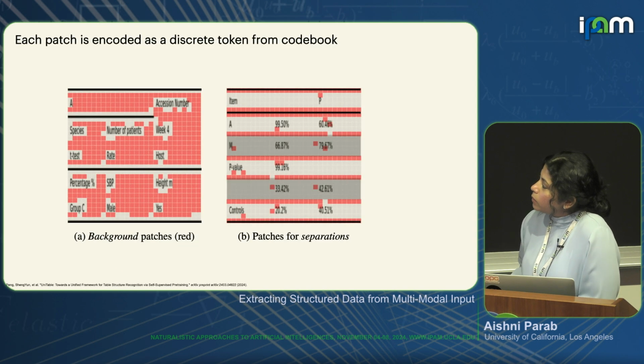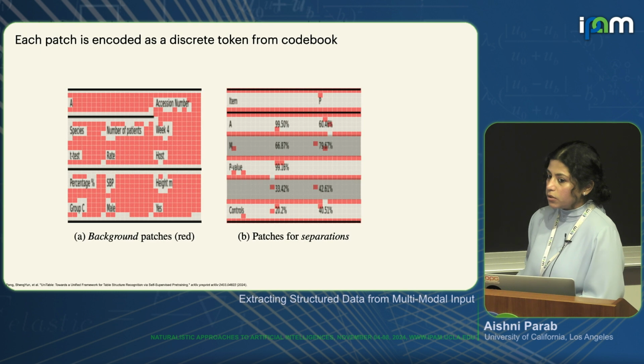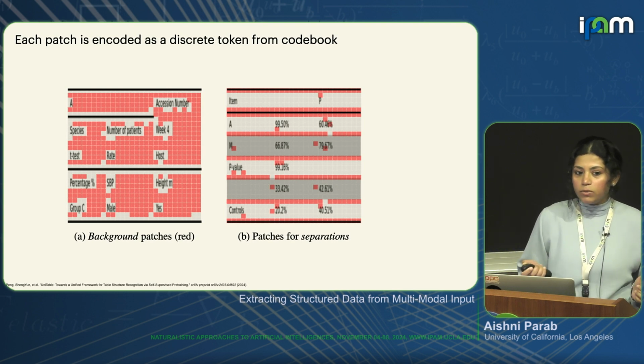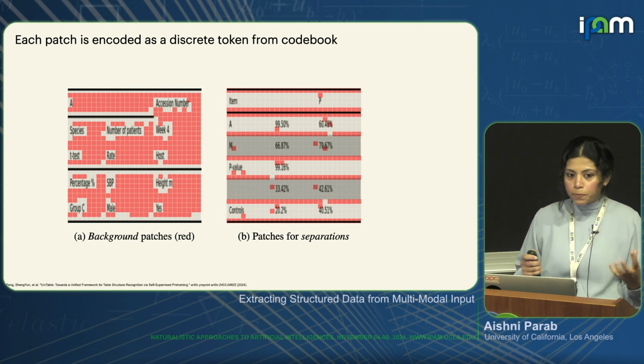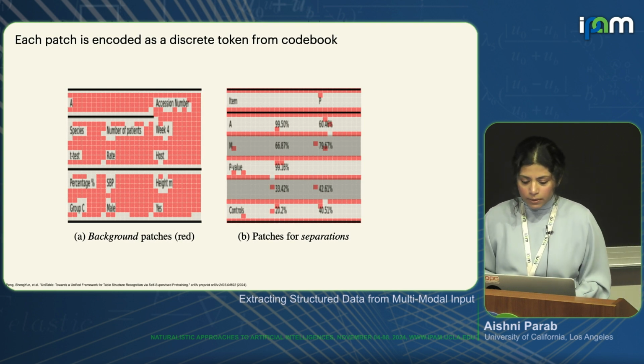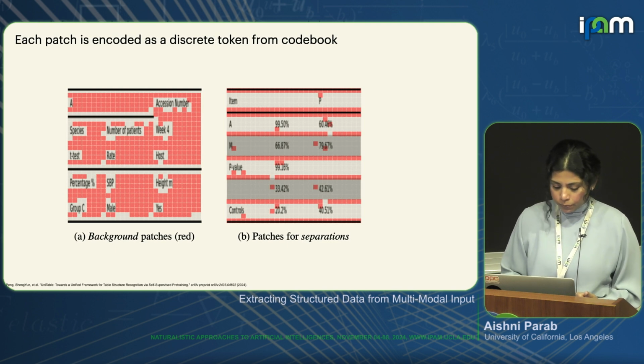So here is an example where each patch is encoded as a discrete token from a codebook, and you can see that they semantically represent relevant areas. So for example, this image shows how these red patches are all background patches. And in this one, you can see how the red patches all have the same tokens, and they're always around the boundary lines, which is quite interesting. So now, without any label data, you have encoded a lot of semantic information about tables and the different nuances of tabular representations into this codebook.